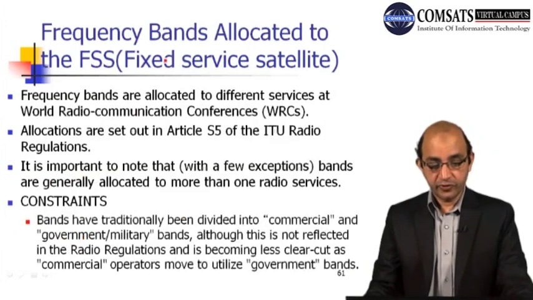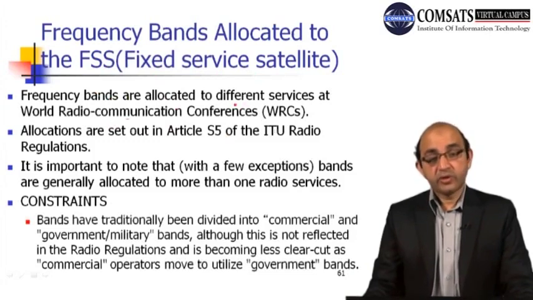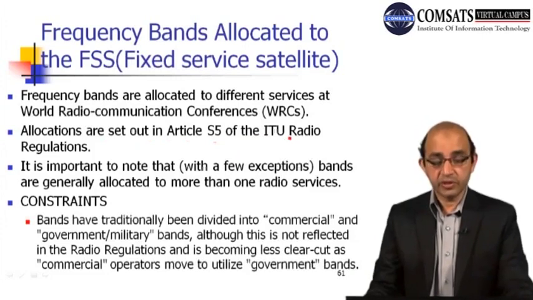So here we have frequency band allocation to FSS, fixed service satellite. Bands are allocated to different services at the World Radio Communication Conference, right? Allocations are set out in Article S5 of the ITU, International Telecommunication Union Radio Regulations. It is important to note that, with a few exceptions, bands are generally allocated to more than one radio service.